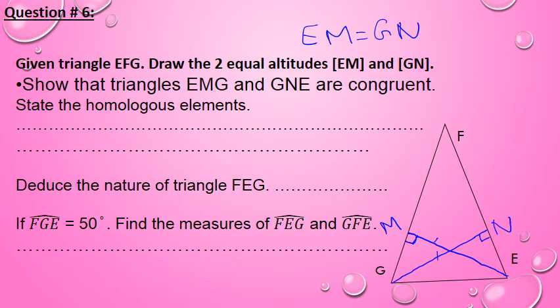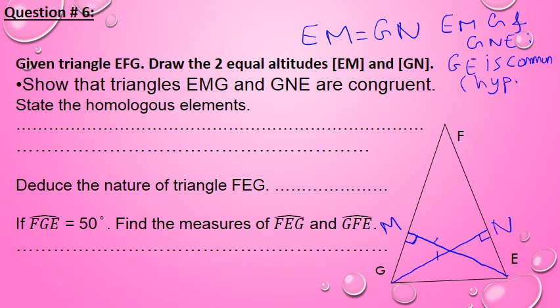What do you have in these two triangles? Yes, Selena. In triangles EMG and GNE, GE is a common side. Okay, listen. First triangle EMG and GNE. What do you have in these two triangles? Common side. What is the common side? GE. What do we call GE? It is the hypotenuse. Why do we call it hypotenuse, Badia? Because it's opposite to the right angle, so GE is a common hypotenuse of these two triangles.